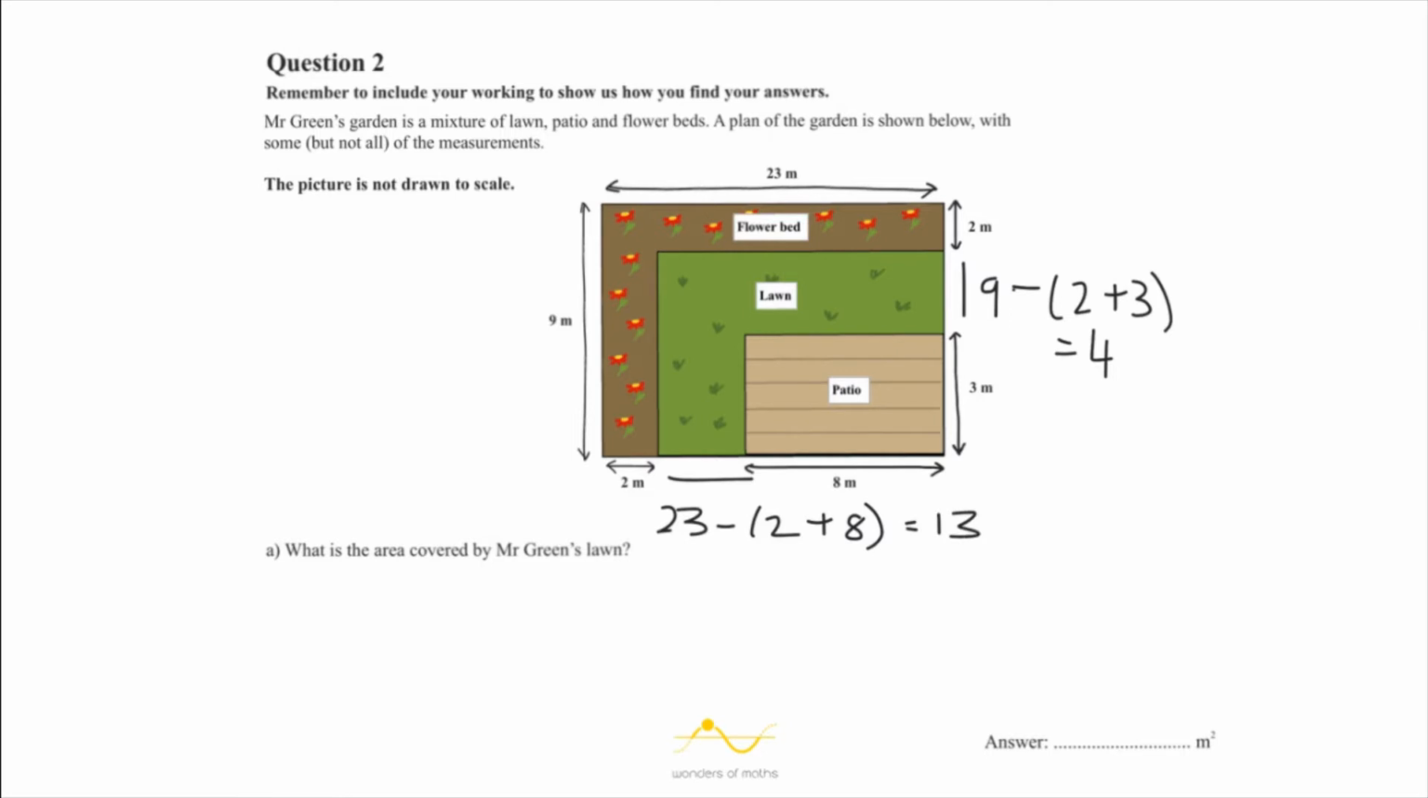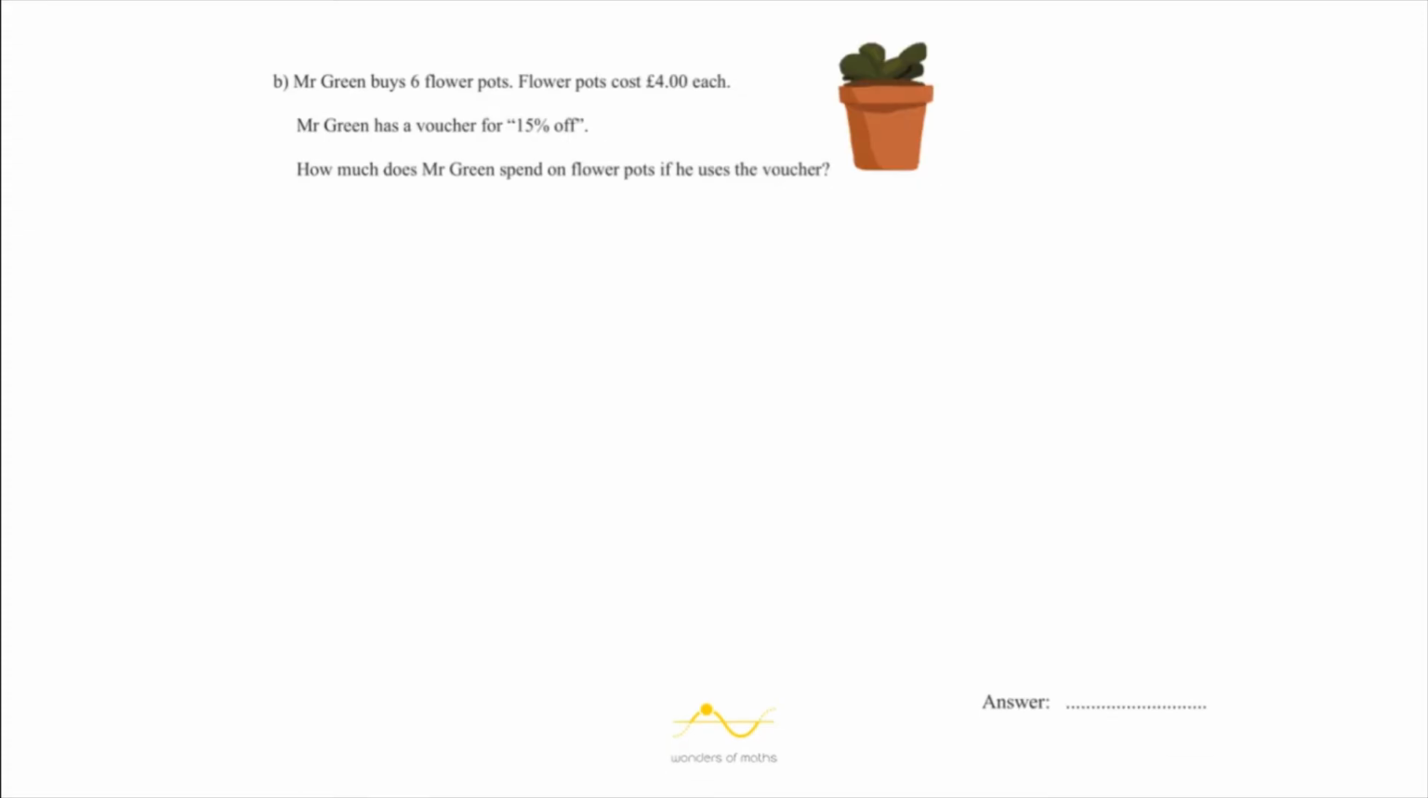To find the area of the lawn, you're going to subtract the area of the patio from the area of the lawn and patio together. Therefore, you do 21 times 7 minus 8 times 3, which gives you a total of 123. This is your final answer. Some people may try to cut it into sections, but this is a very complicated process and will take longer. Let's move on to the next question.